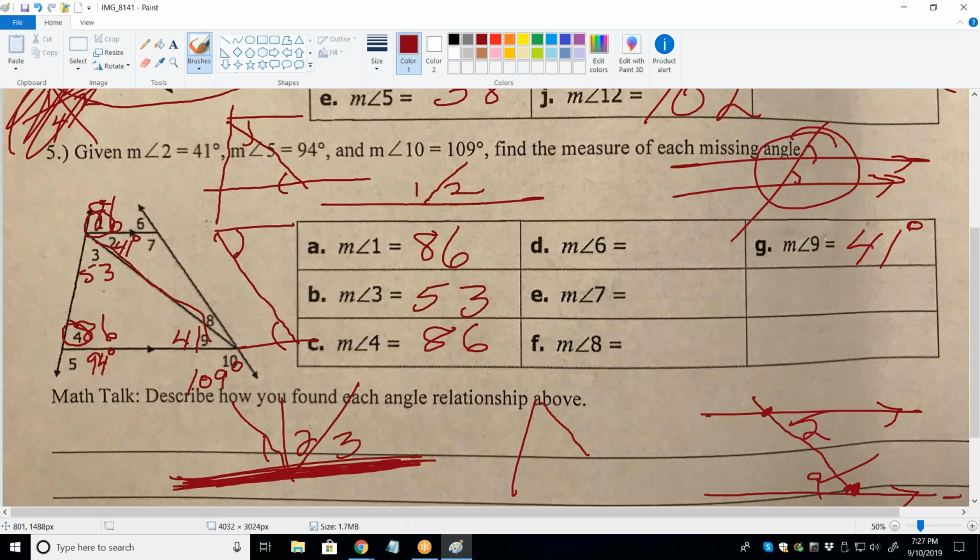So, angle 1 is 86. Don't know what angle 6 is. But I know 8 and 9 are corresponding together with angle 6. So for the moment, let's just say 8 plus 9. So, hold on.